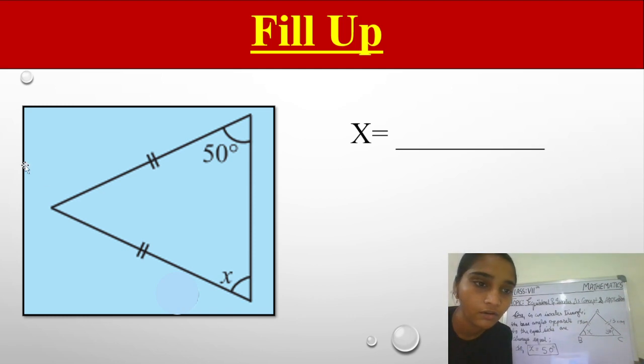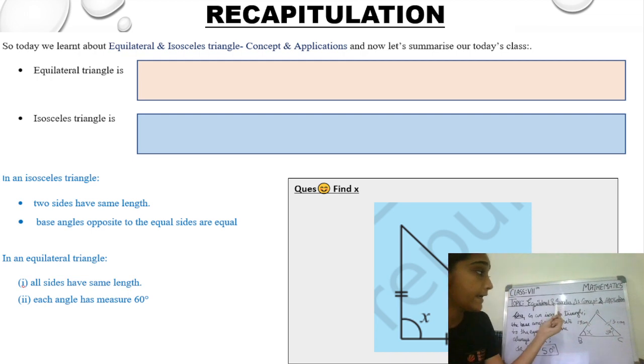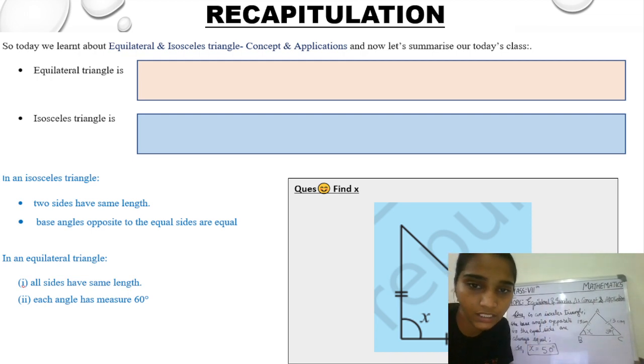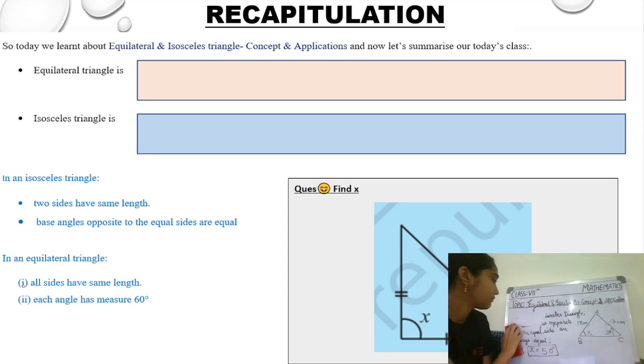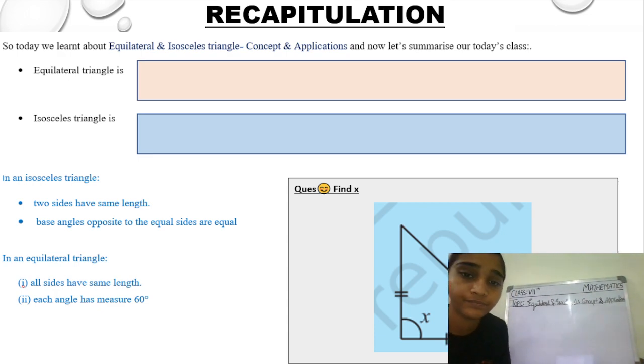So students, very good. So what have we discussed in our today's class? Basically, we have learned about the equilateral and isosceles triangle with its concept and few applications which we have seen. Okay. Now let's summarize it. So students, what is an equilateral triangle? Yes, an equilateral triangle is the triangle in which all the sides of a triangle are in equal length.